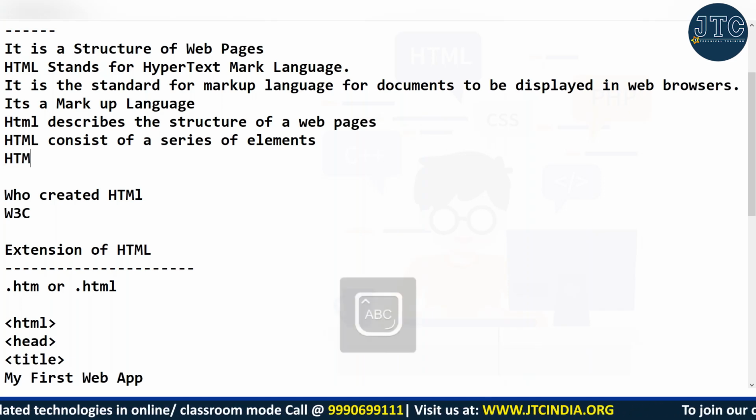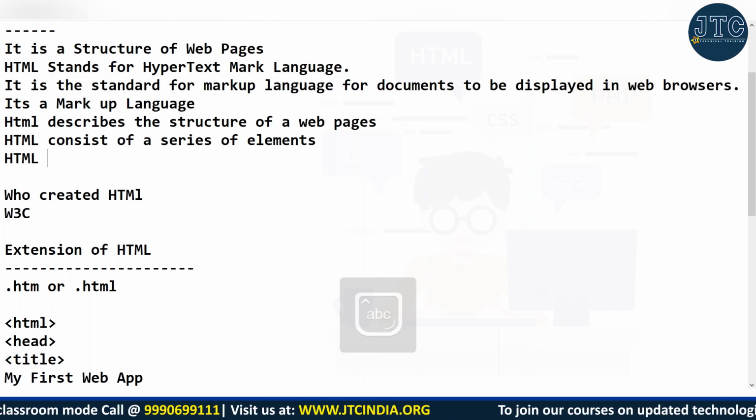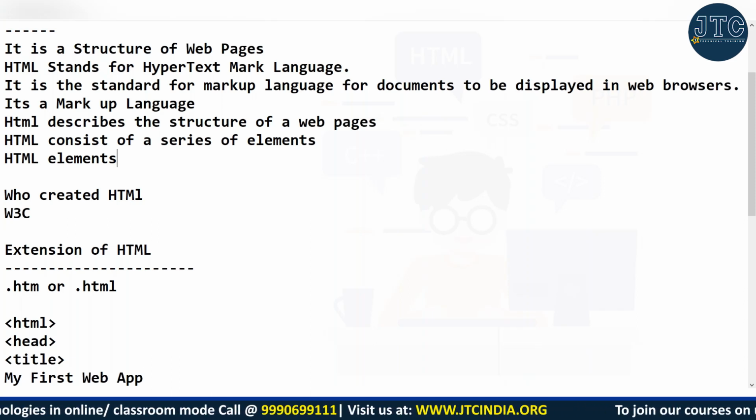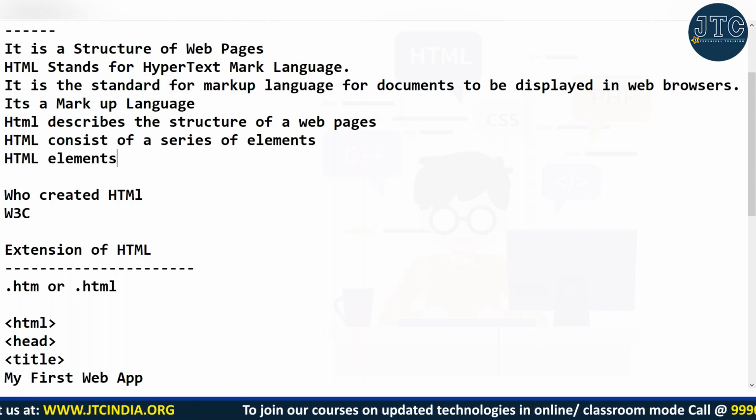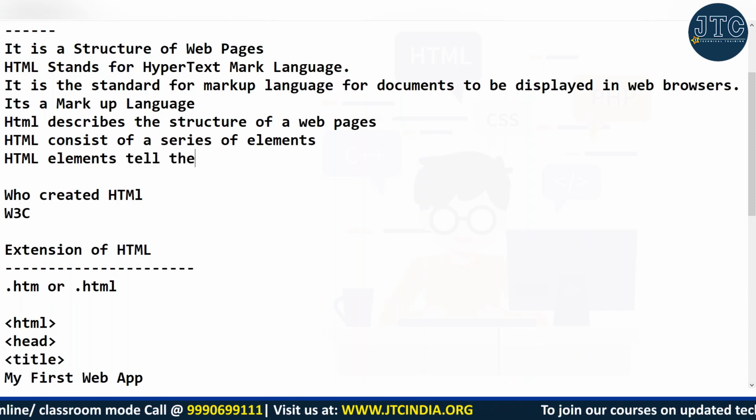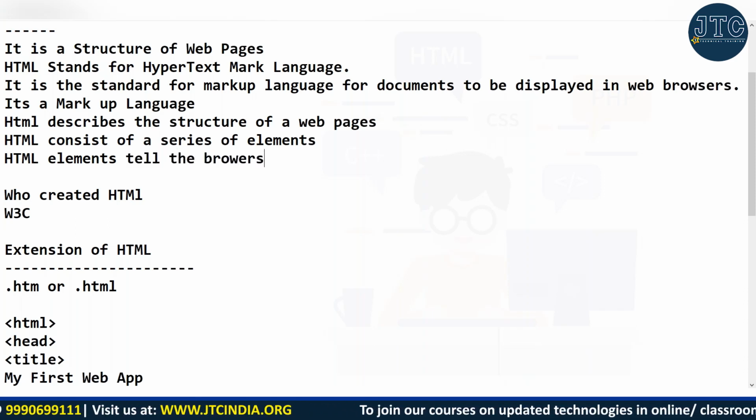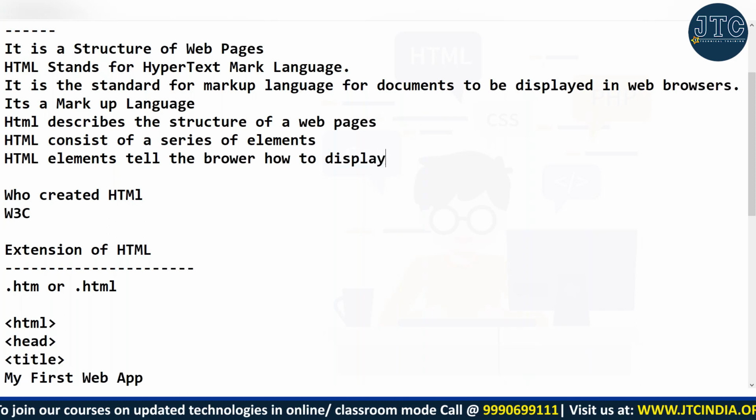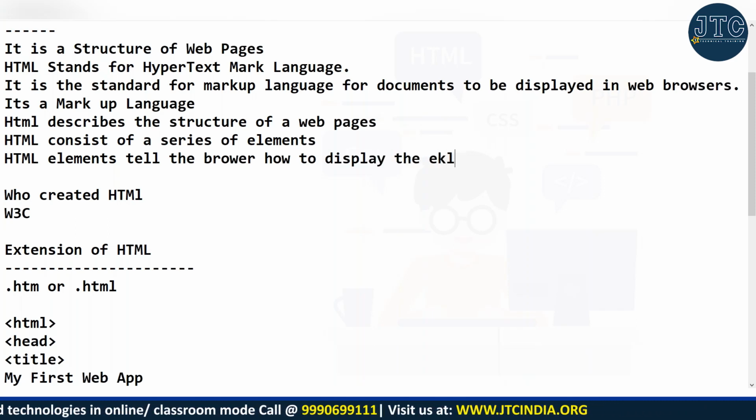If you talk about HTML elements like head and title, they tell the browser how to display your elements. If I write H1, it shows the header tag. If I write BR, it breaks the line. If I write HR, it makes a horizontal line. So HTML elements tell the browser how to display the elements.